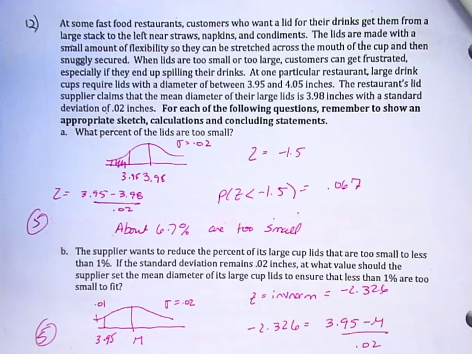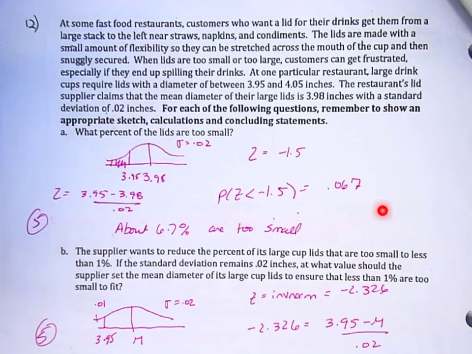In the next question, we were looking at the diameters of the lids, where the mean was 3.98. If it's too small, it would have to be lower than 3.95, and sigma was given as 0.02. So we wanted to know the percentage that were too low. First we're going to find the z-score: our score minus the mean over the standard deviation. This came out to negative 1.5.